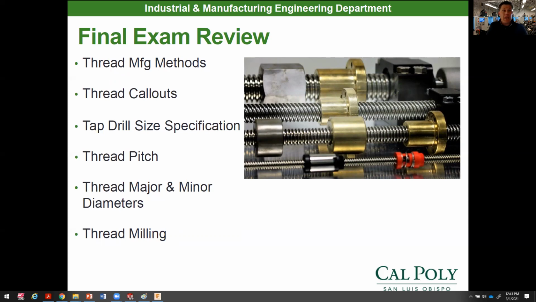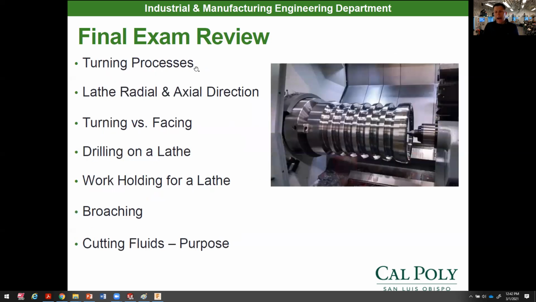And again, thread milling can make external or internal threads. Remember that too, right? We did that on the screwdriver project, both external and internal. And thread milling was one of the only types of threading that we didn't need a thread relief for if we were manufacturing it. Now, after we learned about holes and threading, we started talking about turning processes.